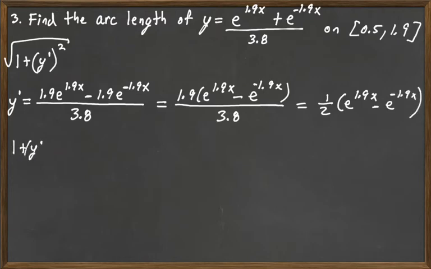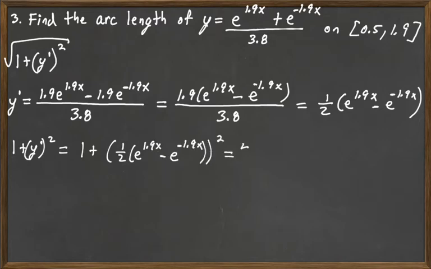So when we do 1 plus y prime squared, that's going to be 1 plus (1 half (e to the 1.9x minus e to the negative 1.9x)) squared. Now 4 over 4 is 1. That's the 1 at the front there. 1 half squared is 1/4.